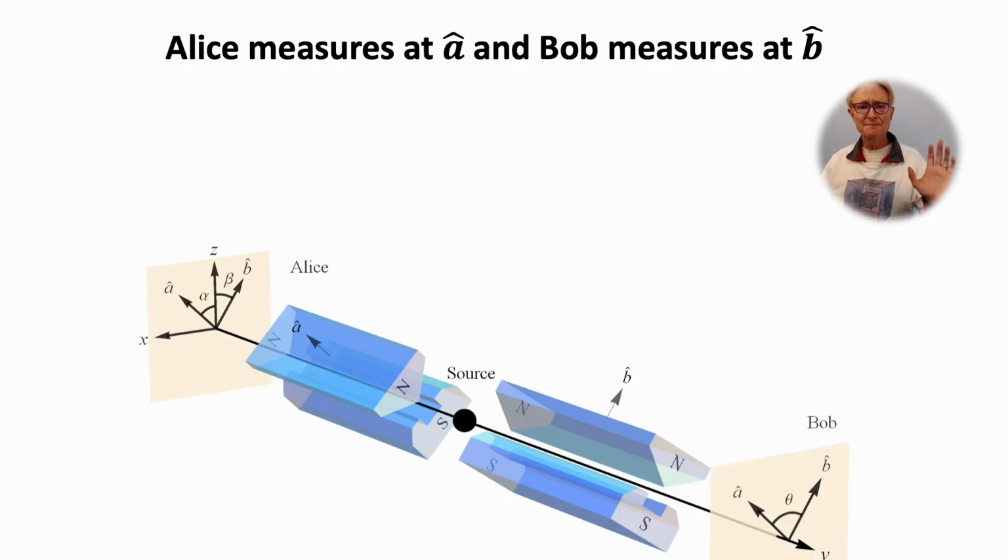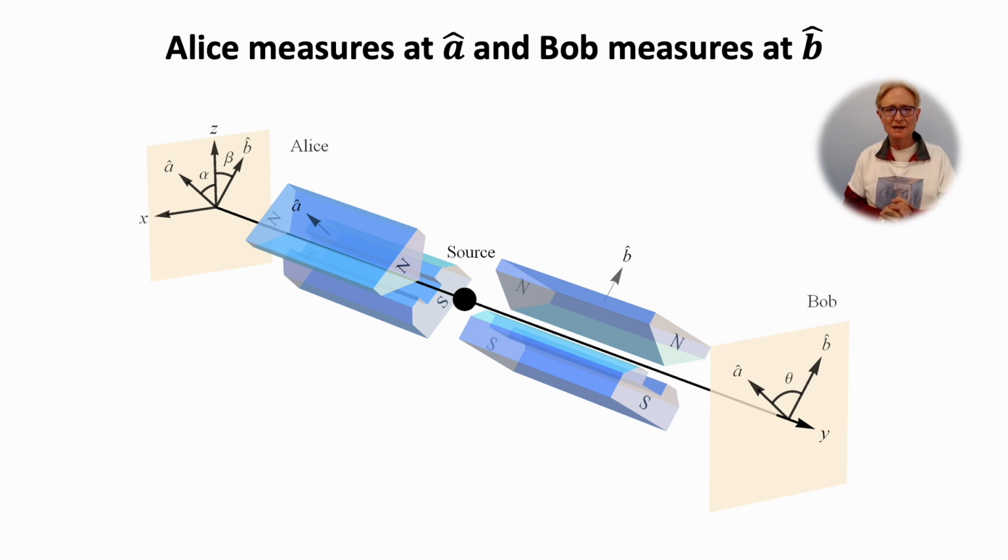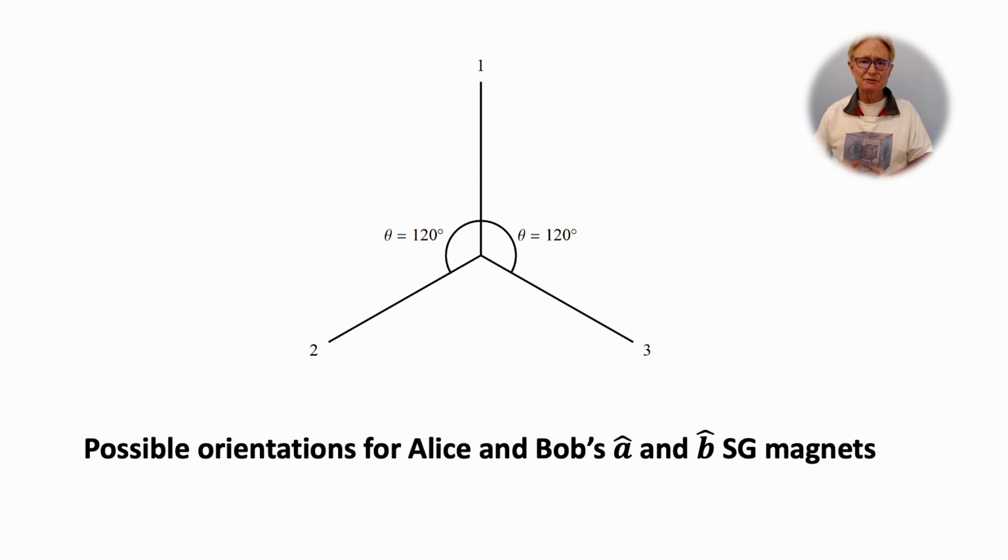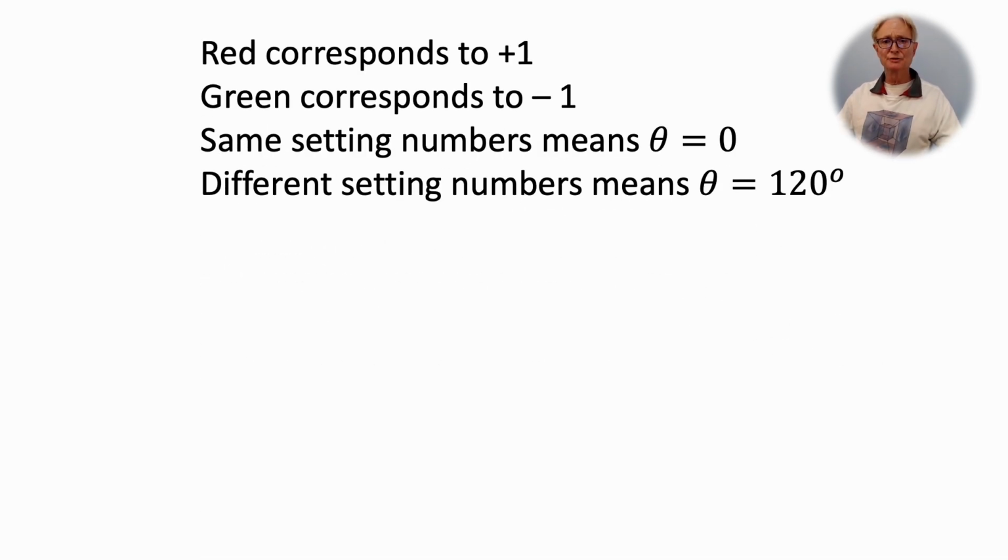Now we consider Alice and Bob making Stern-Gerlach spin measurements on a pair of spin-entangled particles in different directions. Then we restrict Alice and Bob's Stern-Gerlach magnet orientations to these 3 directions. Finally, let a red outcome on the Mermin device detector correspond to a +1 spin measurement outcome. Green corresponds to a -1 spin measurement outcome. Same Mermin device setting numbers means theta equals 0 between Alice and Bob's Stern-Gerlach magnet orientations. And different Mermin device setting numbers means theta equals 120 degrees.